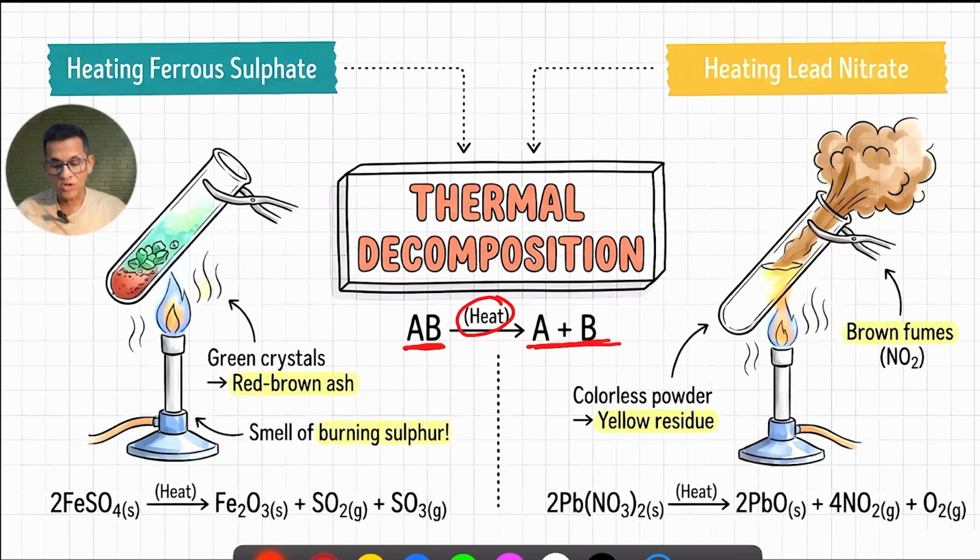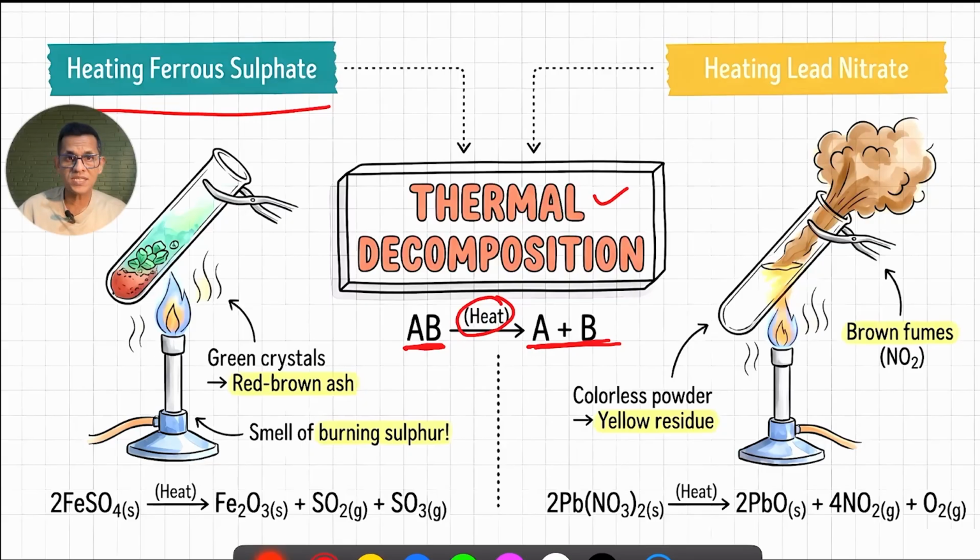So based on what form of energy is used to break down any substance, we can categorize decomposition reactions into different categories. The first of those three categories is called thermal decomposition, wherein we use heat to break down any substance into simpler products. There are three important examples which you need to remember. I have mentioned two here; I'll also tell you the third one. The first one is heating of ferrous sulfate crystals or ferrous sulfate salt.